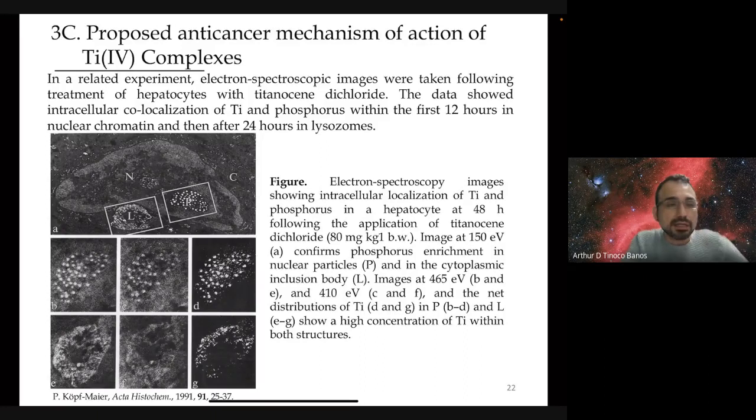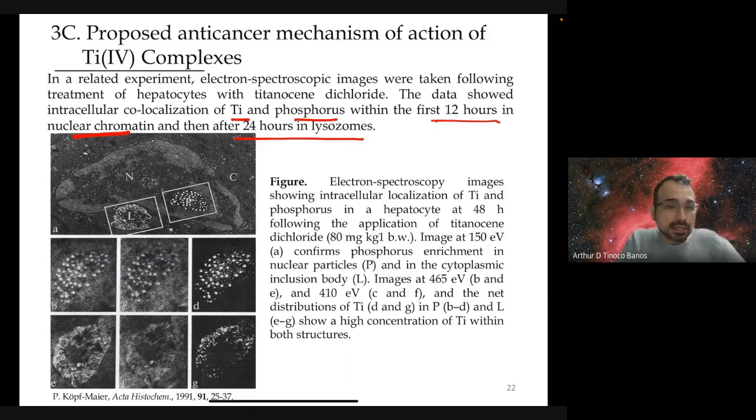This is a very nice study that gives us some insight into the localization of the metal itself. So here, a technique that is called electron spectroscopy. So essentially, we are tracking elements. And so an experiment was done with hepatocytes treated with titanocene dichloride and monitored over time. And so the main observation here is a very interesting co-localization of titanium and phosphorus signals, initially within the first 2 hours in the nuclear chromatin, and then after 24 hours in lysosomes.